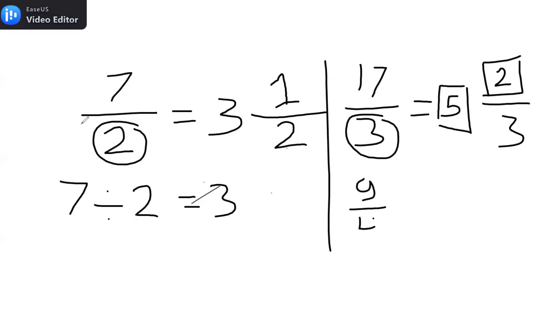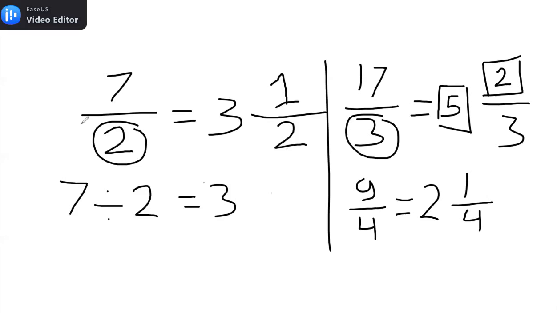9 quarters, an improper fraction, and we want to write it as a mixed number. The denominator will stay the same, 4. 4 times 2 is 8, so 2 fourths, and the remainder is 1. So 9 quarters will be 2 whole and a quarter. 2 and a quarter.